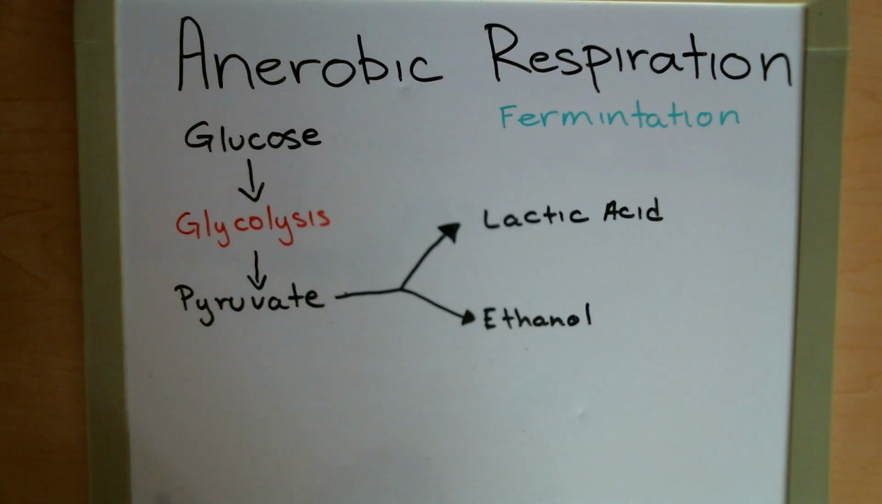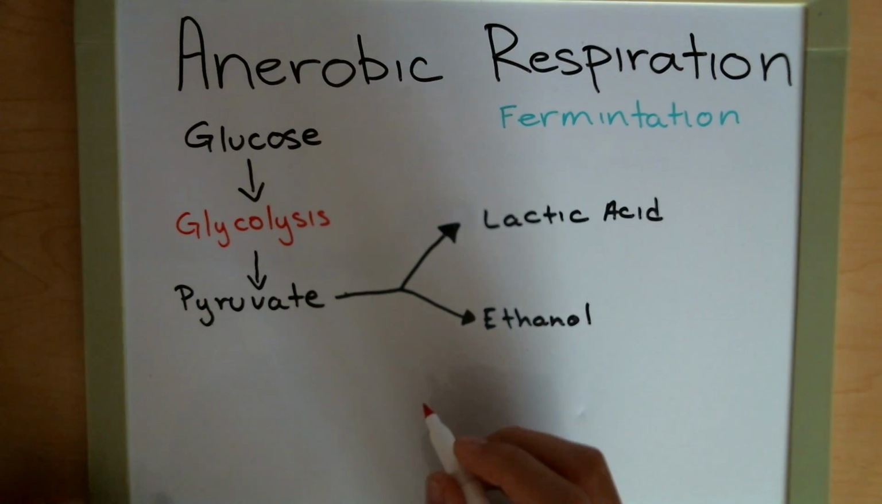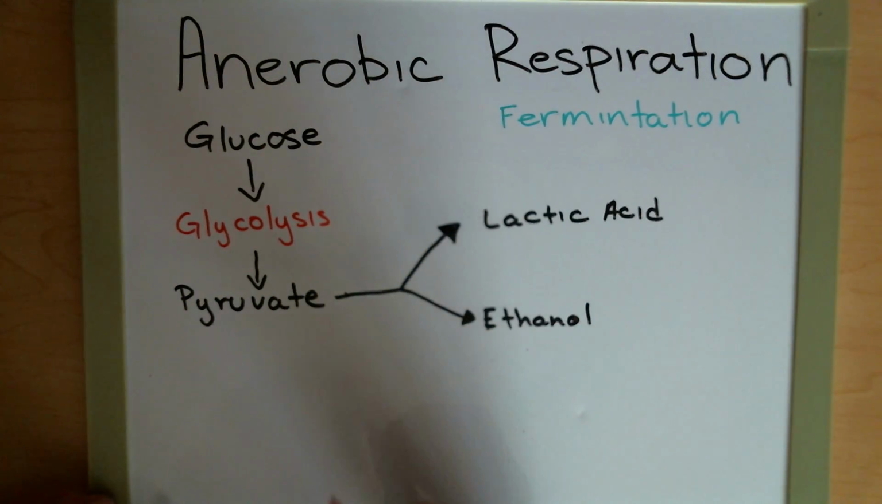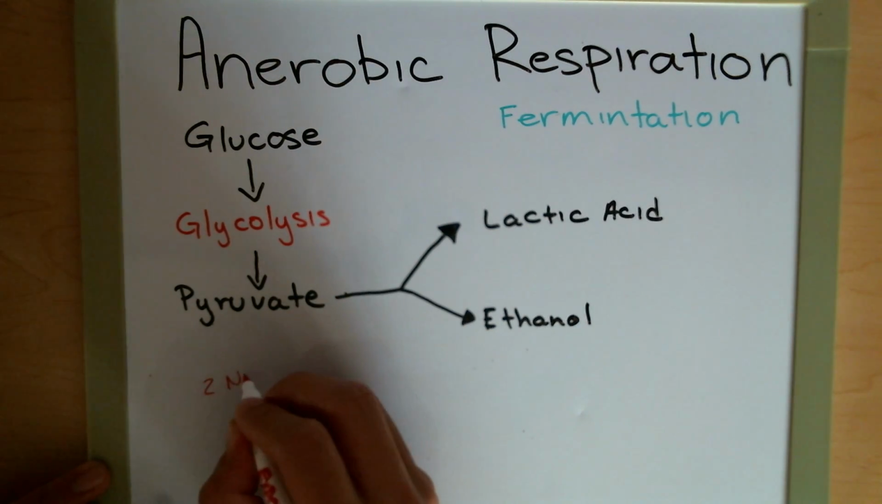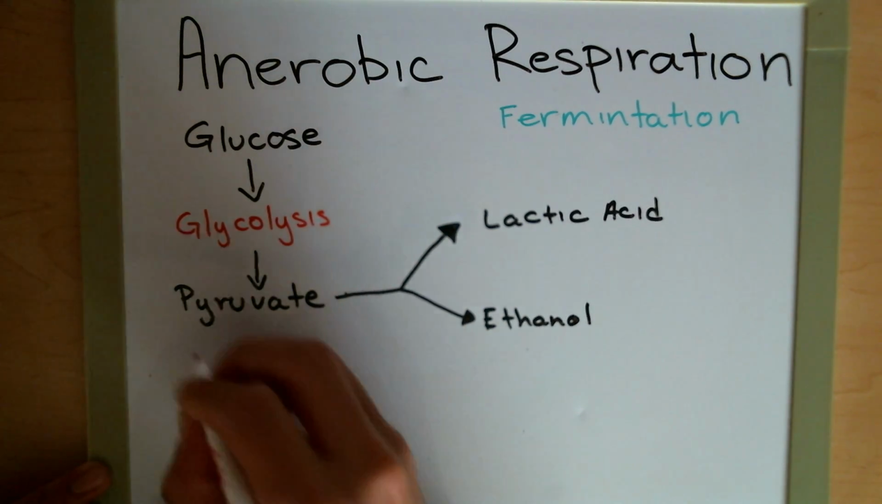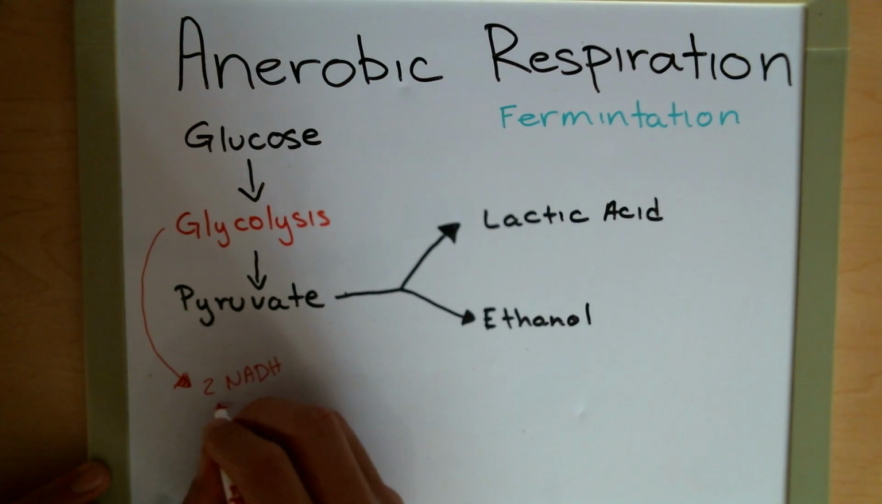These two things are undesirable for the microbe. They don't want lactic acid, they don't want ethanol. They produce no energy on their own. They're not like NADH or FADH2 where they're high energy yielding molecules. They don't want these, but the reason why they produce lactic acid, the reason why they produce ethanol is because, remember that we produce 2 NADH from glycolysis, in addition to the 2 ATP.